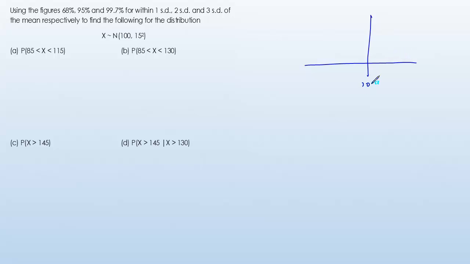So if this is at 100 here, 85 is 15 down from that, and 115 is 15 up. So this is within 1 standard deviation. So straight away we can just say that that's 68%.